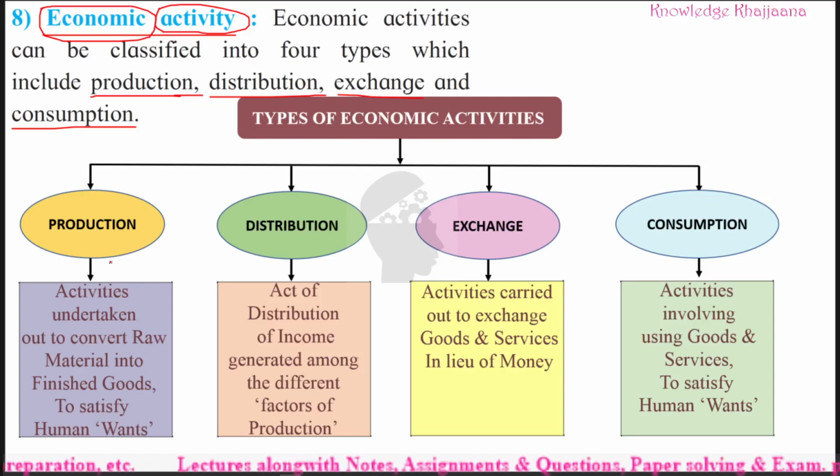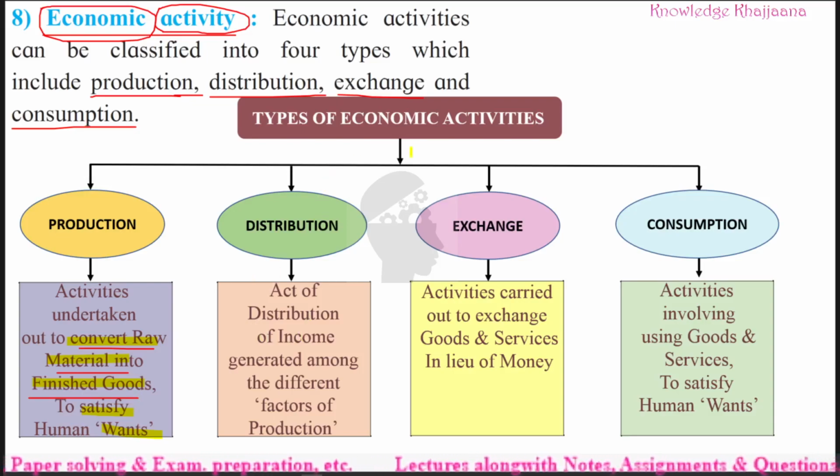Okay, now we see what is meant by production. See, the activities undertaken to convert raw material into finished goods to satisfy human wants. See, this is the important definition of production. Okay, what is that? Convert raw material into finished goods to satisfy human wants. Okay, that is called as production.